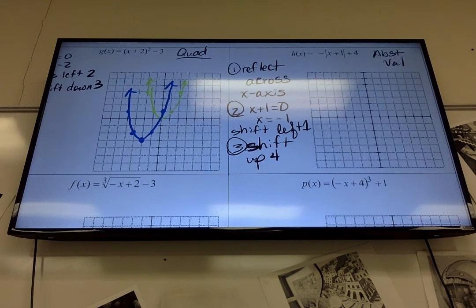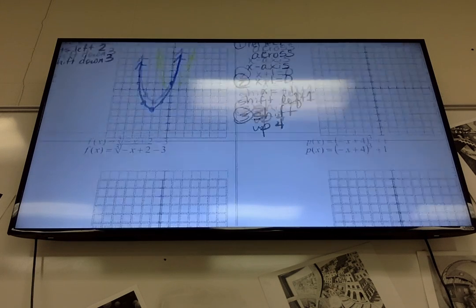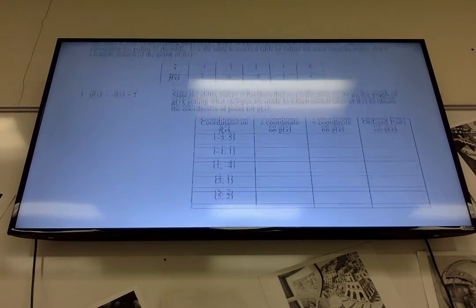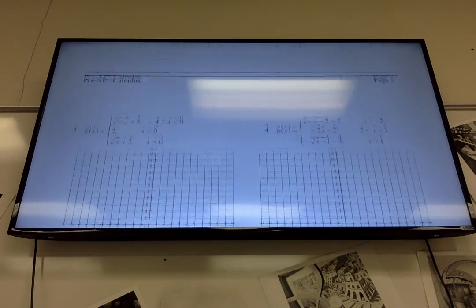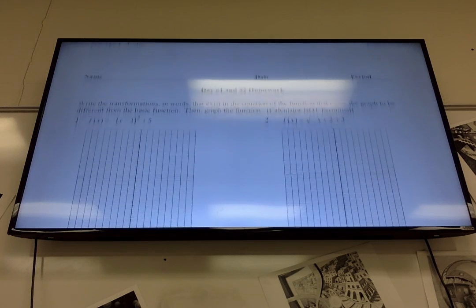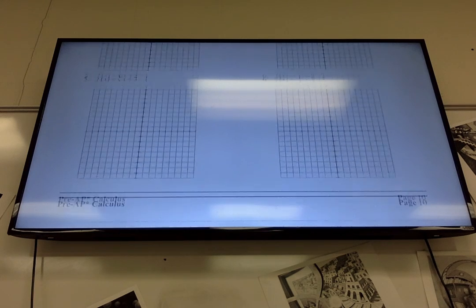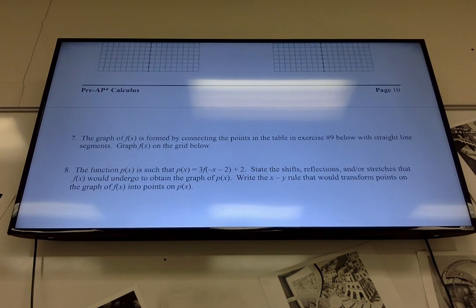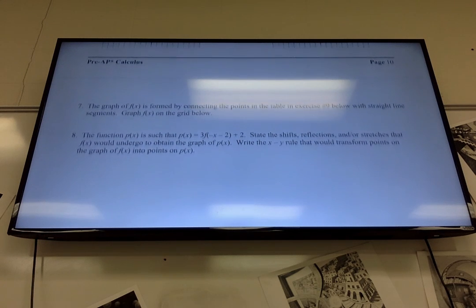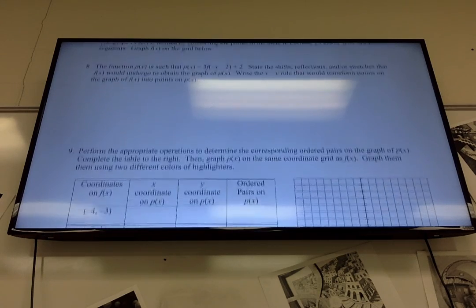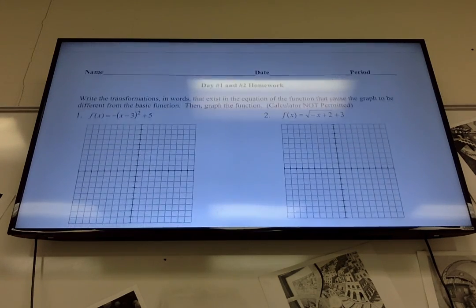Okay, I'm about to run out of time, so there is homework, but we're not going to be able to do it all. So flip over to where your homework starts. It says day 1 and day 2 homework. It looks like this. You should be able to do probably more than this, but I'm just going to stop with 1 through 6, just the graphs.